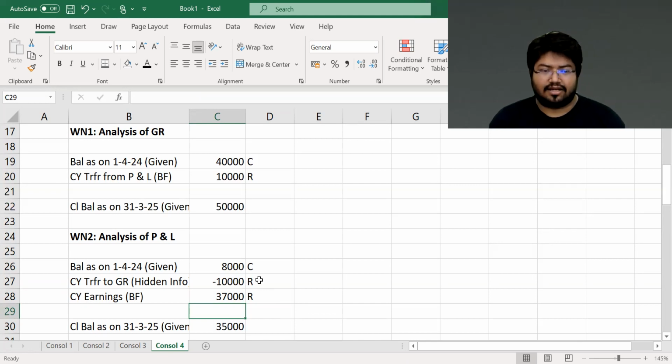That means 8,000 was there in the beginning, but out of that 8,000, it was not paid. 10,000 is actually transferred. So we earned something, such that out of which 10,000 is transferred. How much is that transferred? How much is that earned? Out of that earning, and along with the 8,000, I have 35,000 balance.